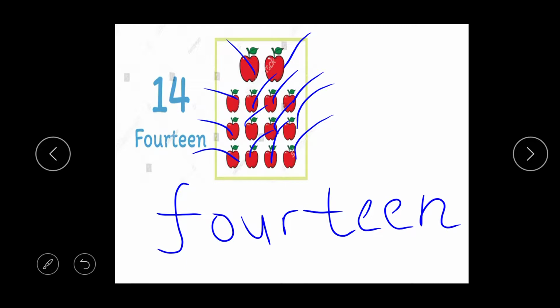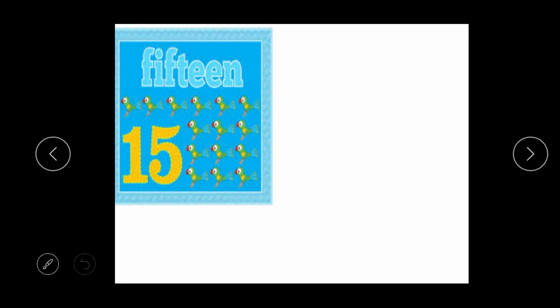Let's go. F, O, U, R, T, E, E, N. You write your 4, F, O, U, R. Then you write your T, E, E, N. Just like 13 that ends with T-E-E-N, 14 also ends with T-E-E-N. 14. F-O-U-R-T-E-E-N. Good job.